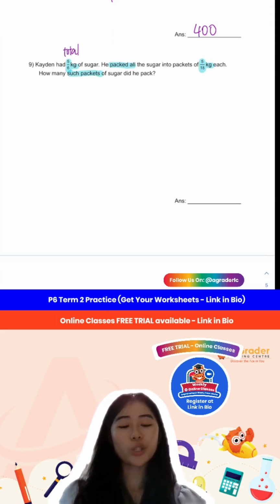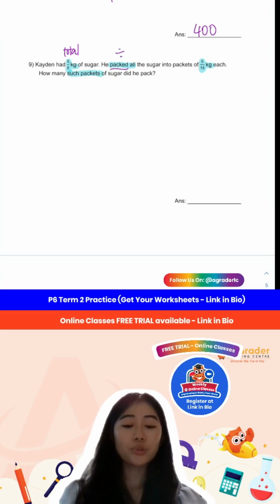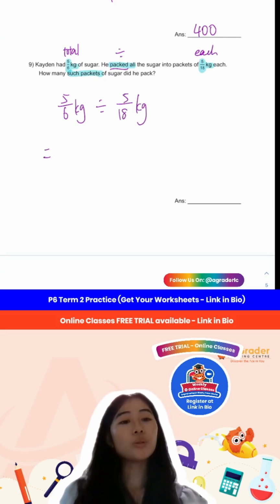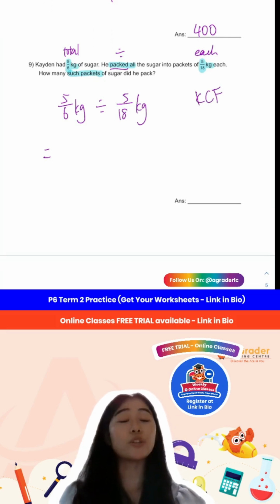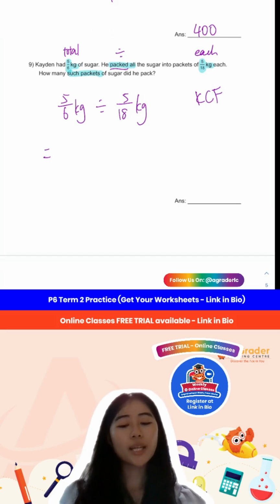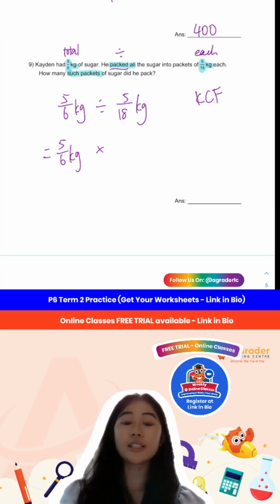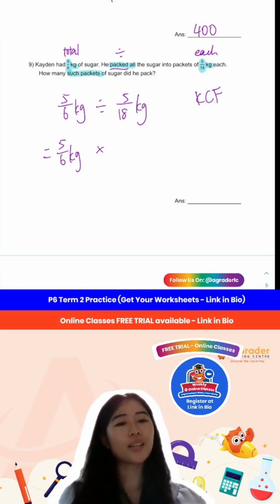So for this question, he had 5 over 6 kg in total, and the keyword pack usually means divide. So you're going to use 5 over 6 kg, divide by each packet, which is 5 over 18 kg. So then you need to use this concept KCF, right? Because you're doing division of fractions. So let's keep the first fraction, and then we change the divide to times, and then we flip the last fraction into 18 over 5.